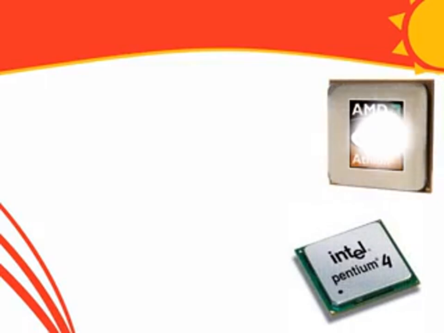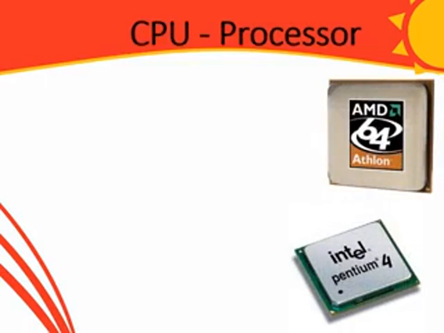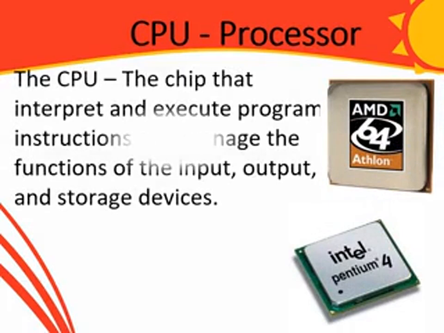The next component is the CPU, the processor. CPU, known as the processor. This is the chip that interprets and executes program instructions and manages the function of the input, output, and storage devices. Now, these are the two major manufacturers of CPU, Intel as well as AMD. So a CPU is a chip that does all the execution of instructions, and it also manages the functions of what is going in, what goes out, and what is stored.